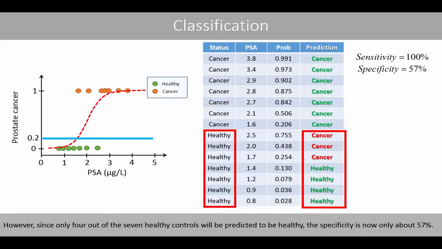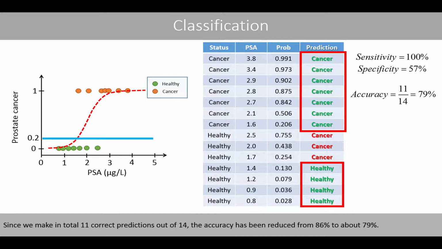However, since only 4 out of the 7 healthy controls will be predicted to be healthy, the specificity is now only 57%. Since we make in total 11 correct predictions out of 14, the accuracy has been reduced from 86% to about 79%.